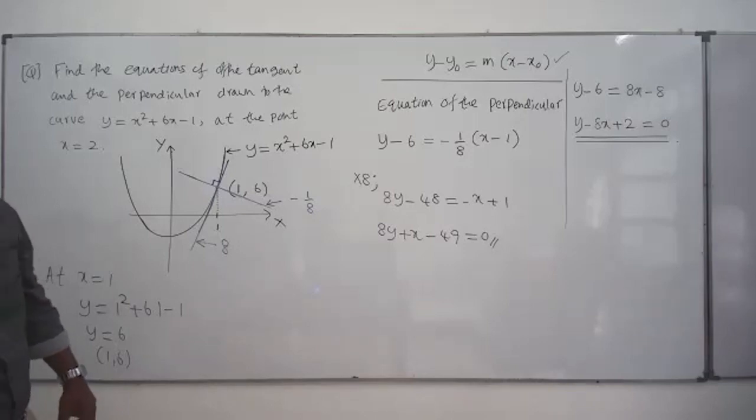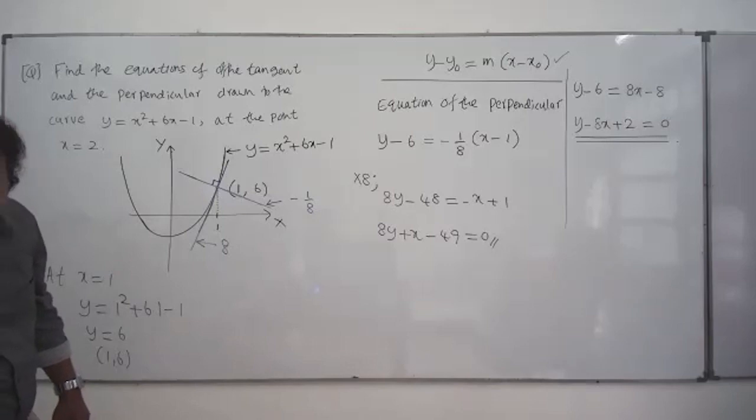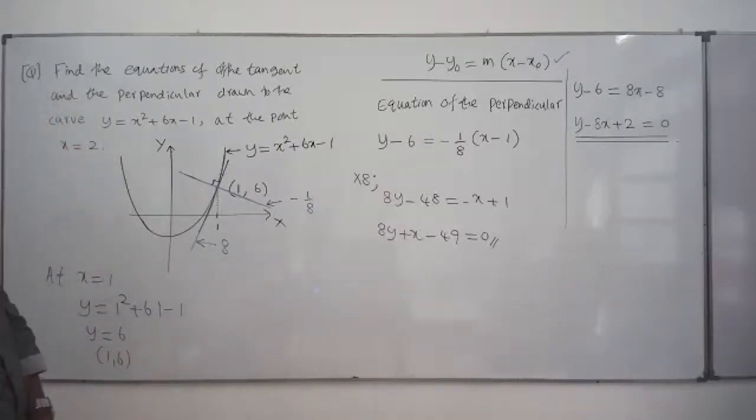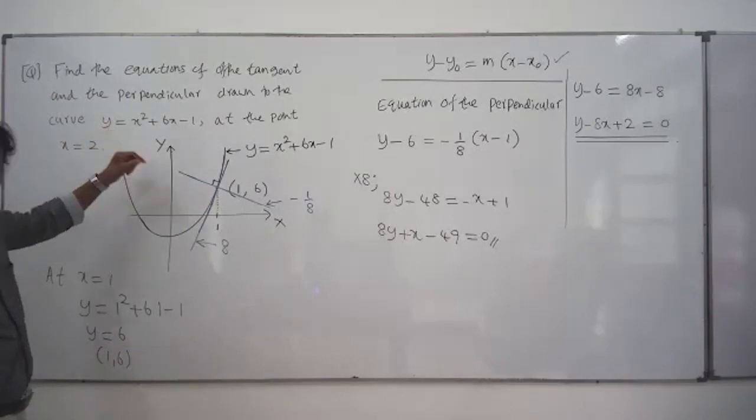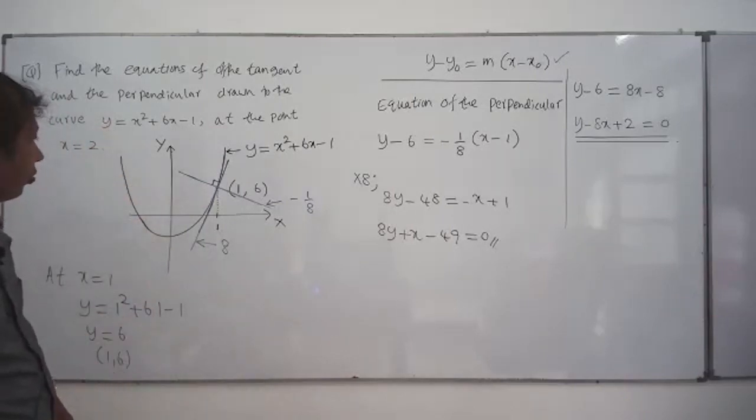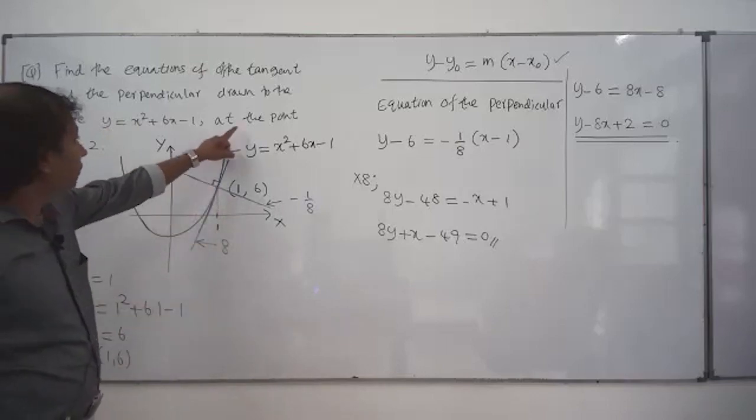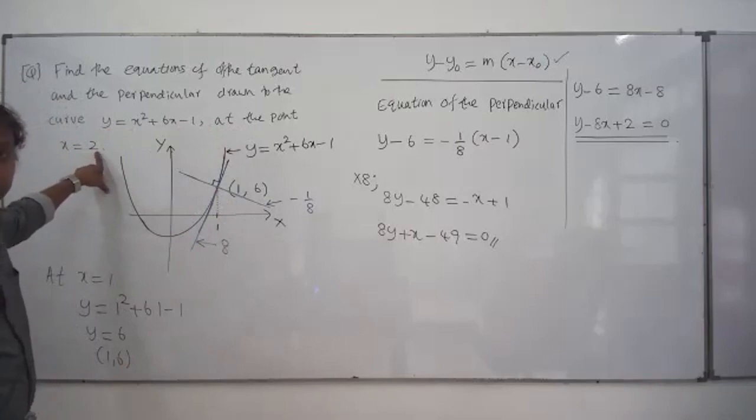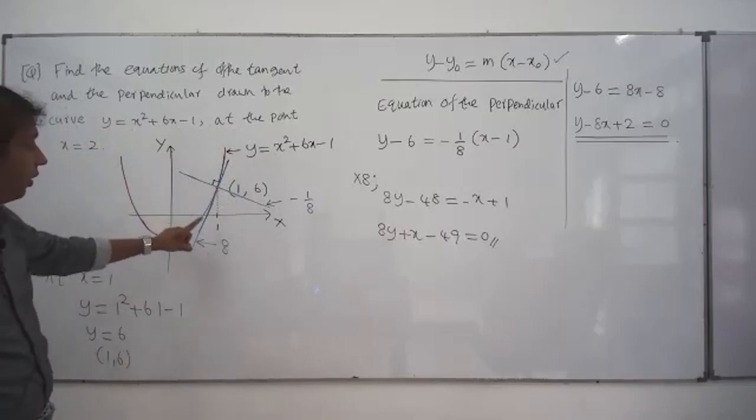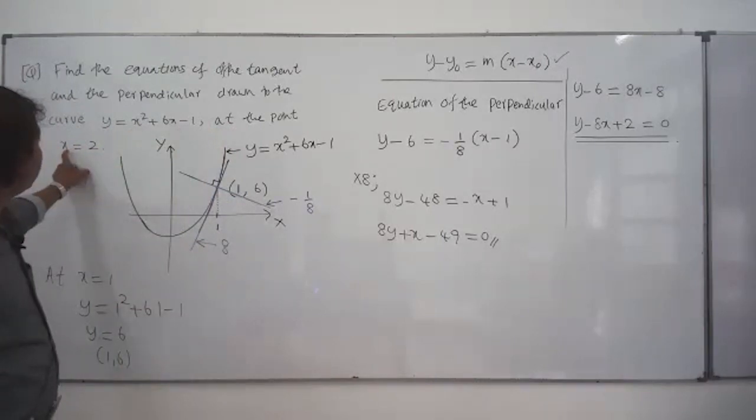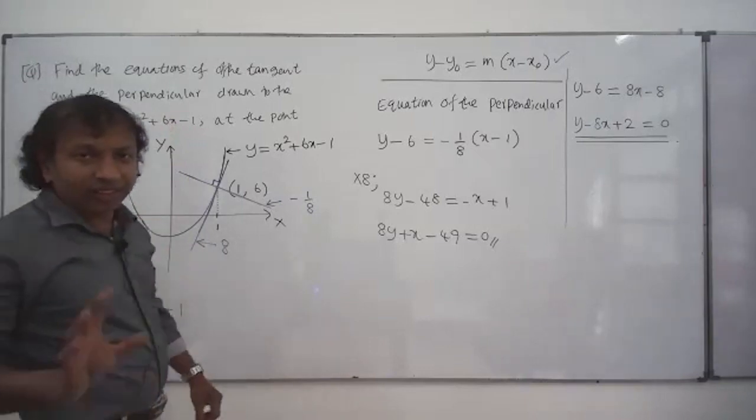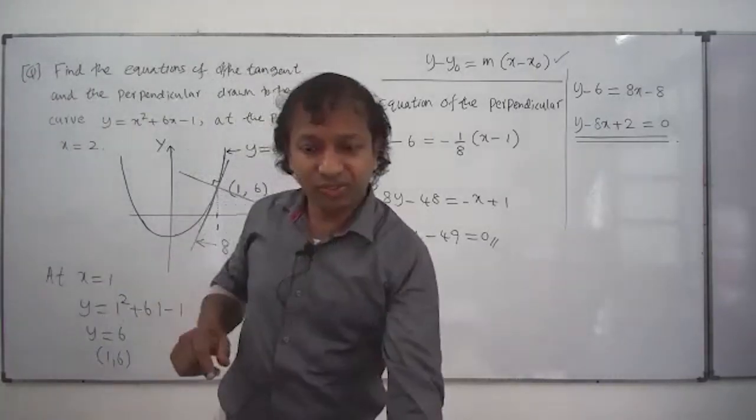Right, people. I have made a mistake. What is that mistake? I found the gradient at x equals 1, no? But the question gives at x equals 2. I found it but at 1. Correct this 1 at the point x equals 2, no? I worked out a different one.